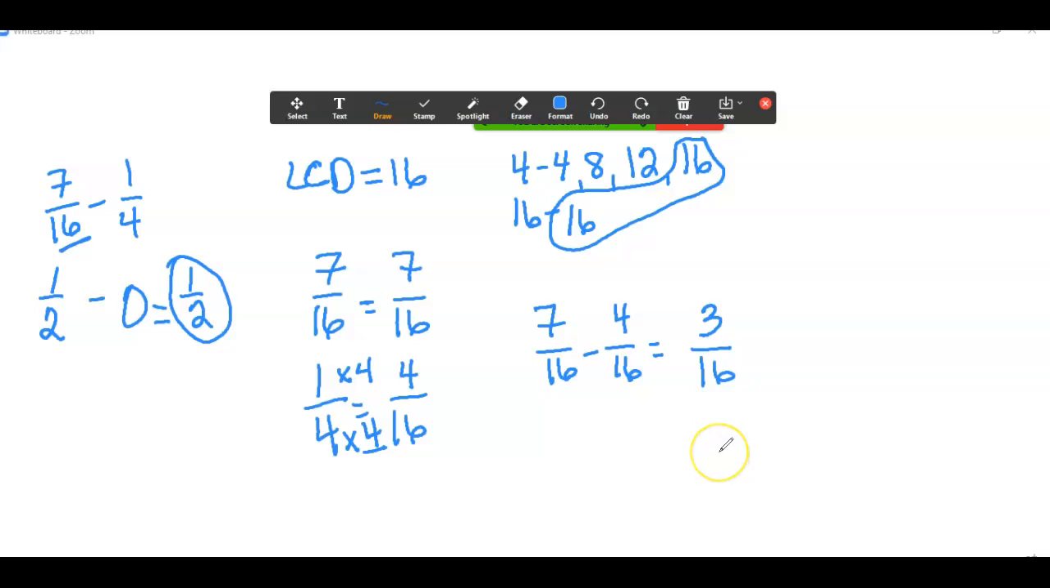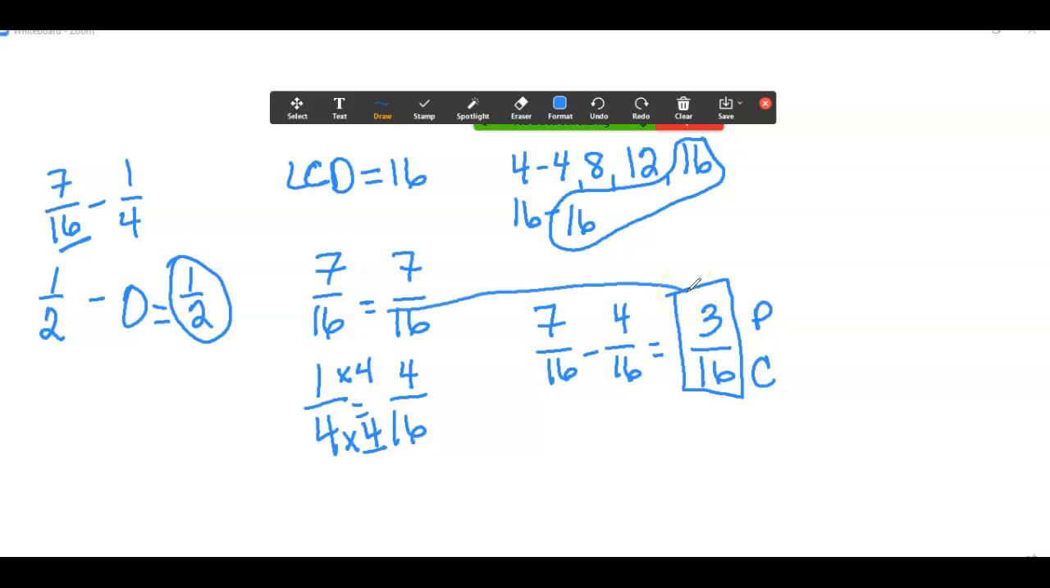Okay, so then I ask myself, is 3 prime or composite? That would be prime. Is 16 prime or composite? That would be composite. So then the question is, can 3 go into 16 evenly? That's no. So my answer has to be 3/16.